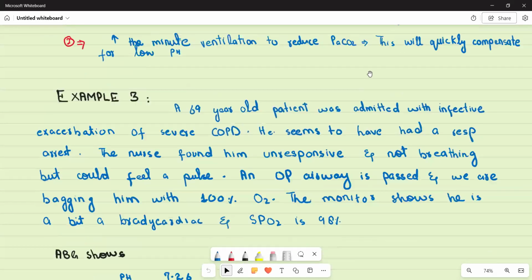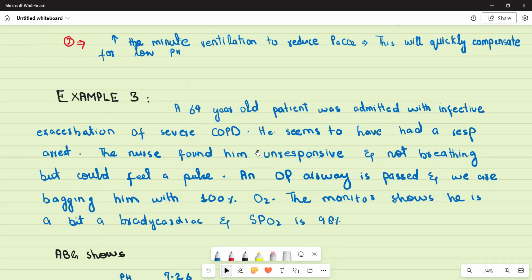Okay, let's take a look at the third example. So what's going on here? A 69-year-old patient was admitted with infective exacerbation of severe COPD. Okay, so this is a patient who has diagnosed COPD and he has been admitted with infective exacerbation. He seems to have had a respiratory arrest. Okay, so during admission, he was found to have a respiratory arrest.